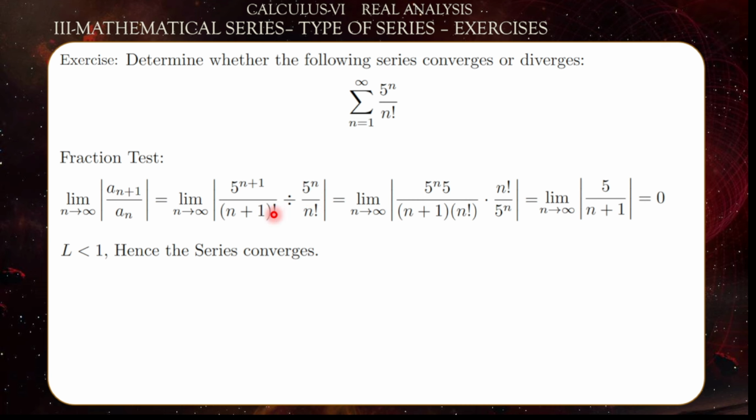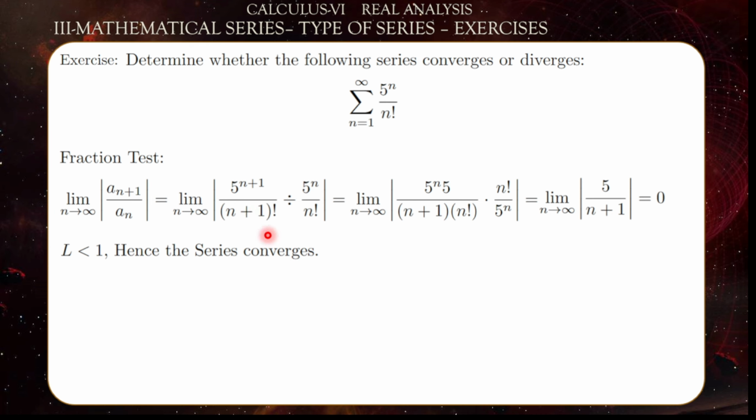But first, let's break down the first quotient. 5 to the power of n plus 1 is simply 5 times 5 to the power of n, correct? Because when we multiply the same number, we add the power. So this is equal to 5 to the power of n times 5. Now, as for the denominator, remember, for the factorial, when you have 5 factorial, it is 5 times 4 times 3 times 2 times 1. It can be rewritten as 5 times 4 factorial, which is 4 times 3 times 2 times 1.